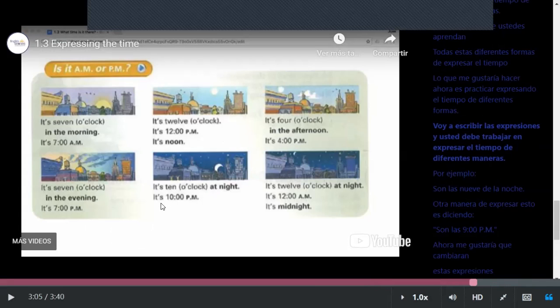12 o'clock at night. Espérate, es PM. Es 12 PM. Puedes decir, it's noon. Medianoche. No, no, no. Noon es mediodía, porque es PM. Cuando es AM, that's midnight. Okay.